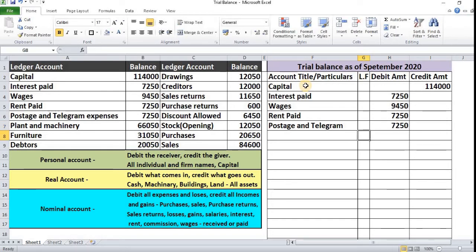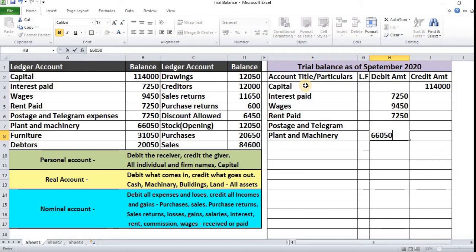Now the next account is plant and machinery. Plant and machinery are assets. All assets will come under real account. So the rule for real account is debit what comes in and credit what goes out. So machinery is coming into the business, so we are debiting the machinery. Now we will mention the plant and machinery in the particulars column and 66,050 in the debit amount column.